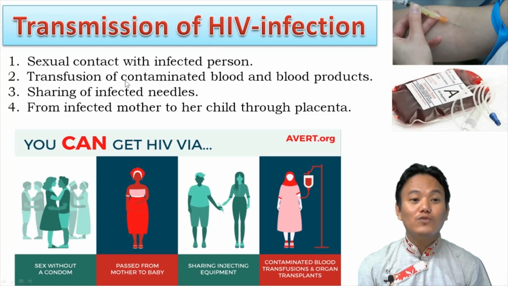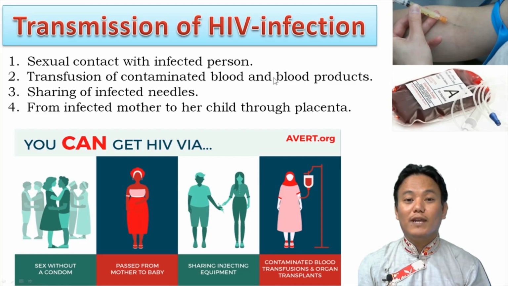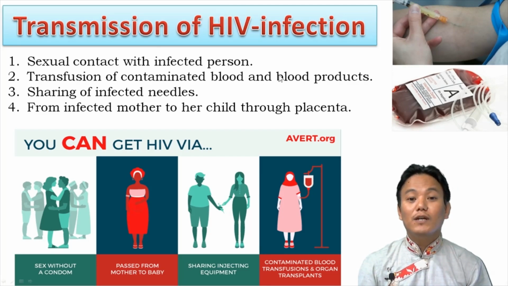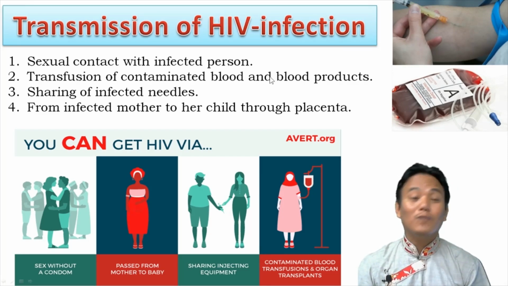The second one is transfusion of contaminated blood and blood products. If you require a blood transfusion or plasma transfusion due to any condition that you might have, like sickle cell anemia, some kind of bleeding disorder, or if you are suffering from dengue, during that time you will need a blood transfusion or plasma transfusion.